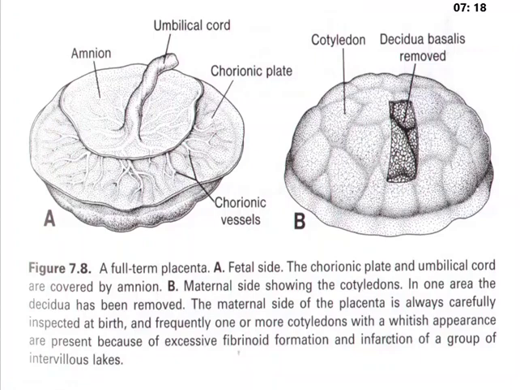And here is the full term placenta, the fetal side, and here we have the maternal side. This is the decidua basalis. When we remove the decidua basalis, we can easily see the cotyledons right there. It's around 18 in number. So here we have the amnion and we have the chorionic plate. And here, those are the chorionic vessels.